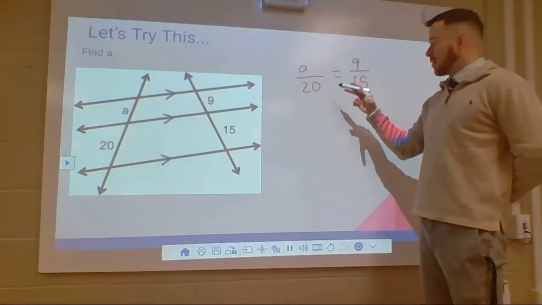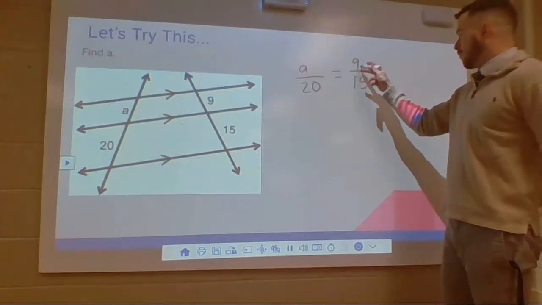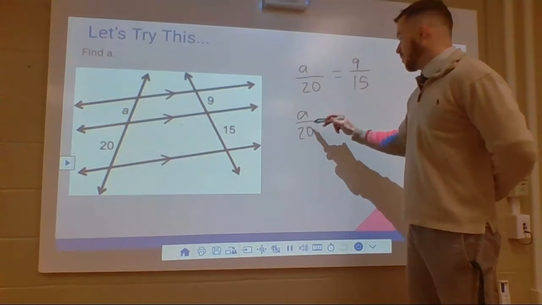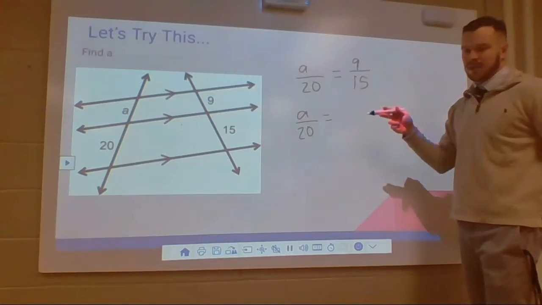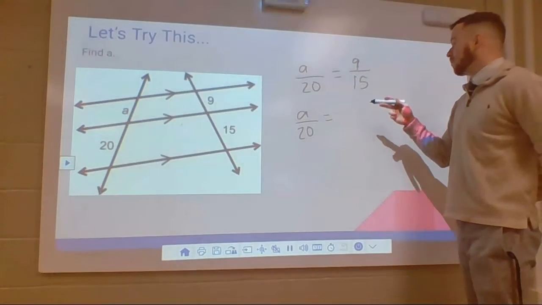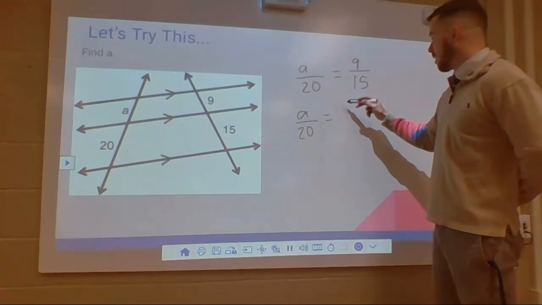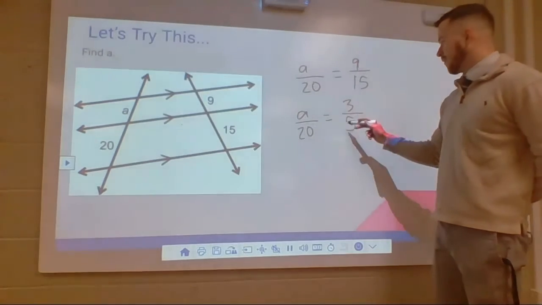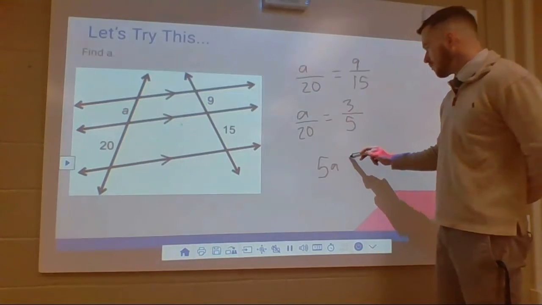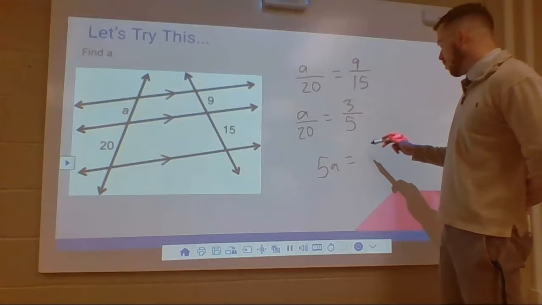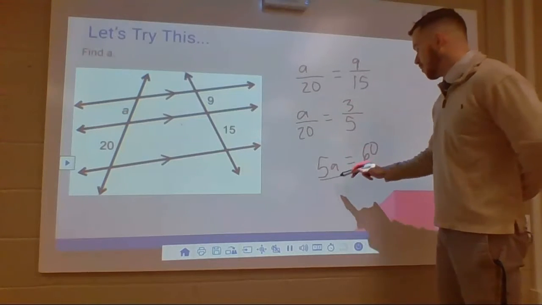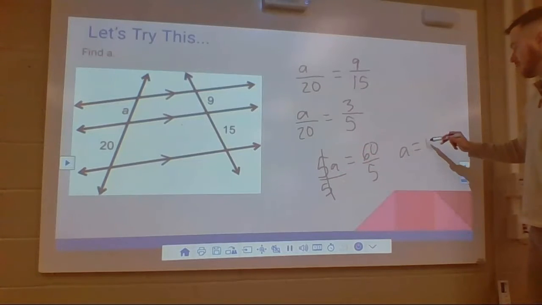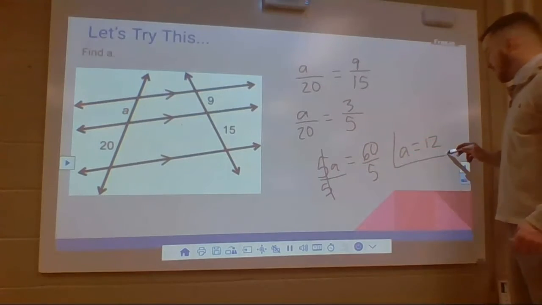Now you don't have to do this step, but something that I notice is that 9 over 15 can be simplified. So I'm going to rewrite this, A over 20 equals, I'm going to simplify 9 over 15. Well, 9 and 15, they can both be divided by 3. So 9 divided by 3 is 3, 15 divided by 3 is 5, and I'll just cross multiply here. 5 times A is 5A, which equals 3 times 20, it's 60. Divide both by 5, you get A equals 12. And I'll box that answer.